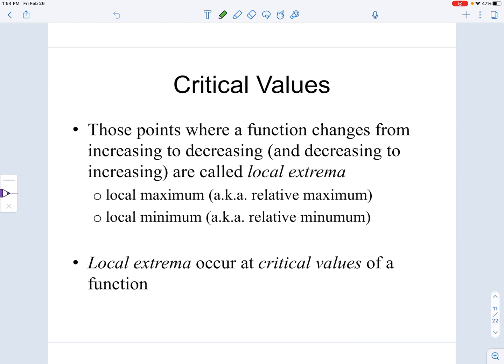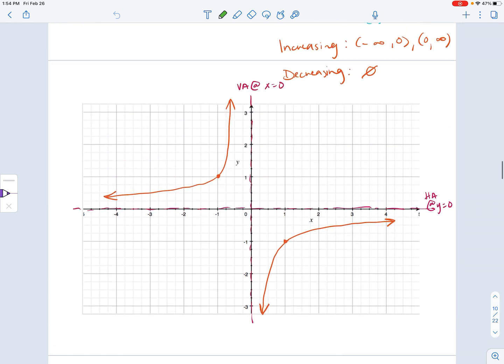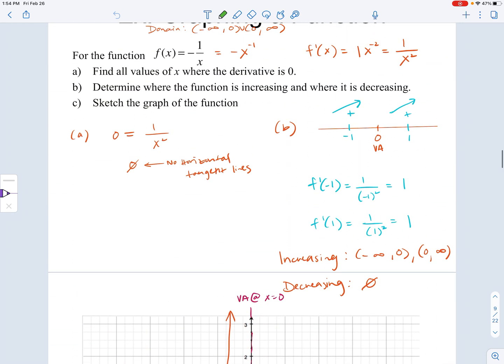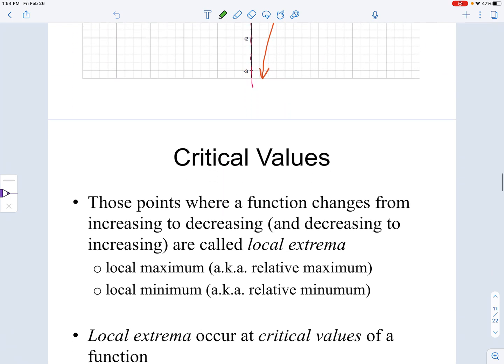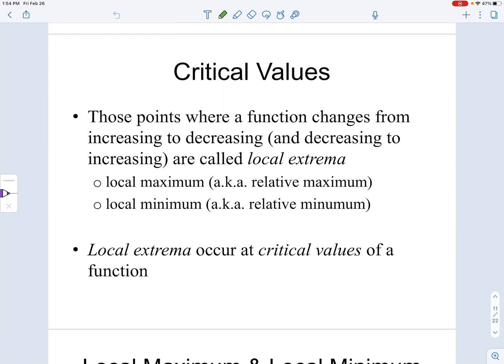Hi there, so this is section 3.4 part 2. So in part 1, we were determining the open intervals where a function was increasing or decreasing, and then sketching the graph from that information. So now we're going to continue on.